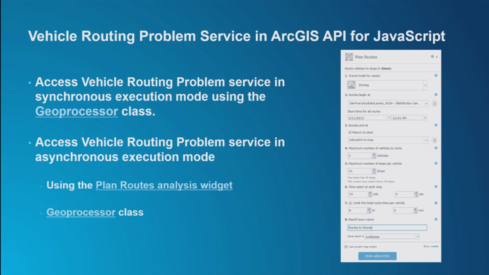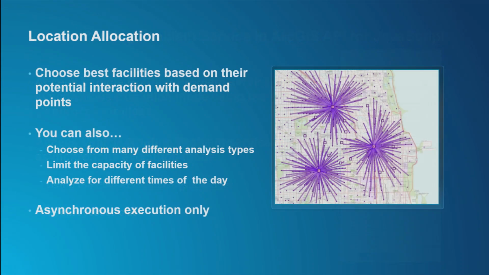If you want to use this service in a JavaScript app, the asynchronous execution mode, you have the plan routes analysis widget, and you can use the geoprocessor class if you are using it in code.